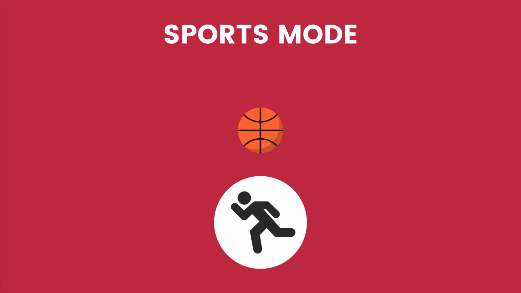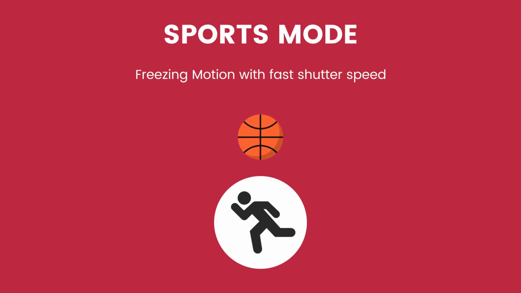Sports mode. The sports mode will use high shutter speeds, so you're able to take sharp images of objects in motion. So it's not only useful for sport activities, you could also, for example, use it to get pictures of fast-moving animals.